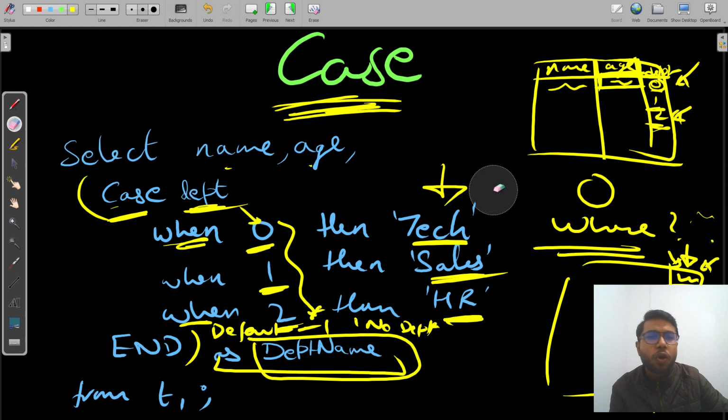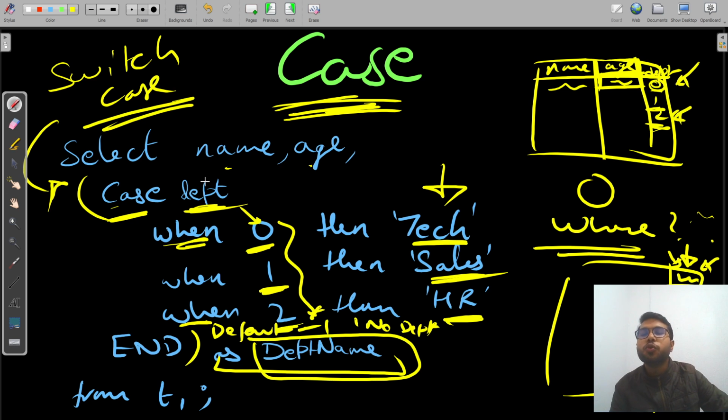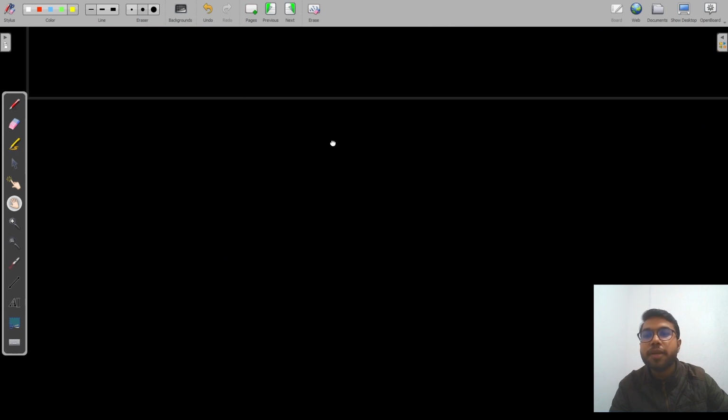To the people who already have done some part of programming, you already know what a switch case is, and that is exactly the same as this. So you don't necessarily have to use it in this way. You can also use it in a DDL fashion, where you say whenever the case of department equal to 0 arises, update salary by adding 2000, something like that. So for example, I have to give appraisal to everybody based on departments.